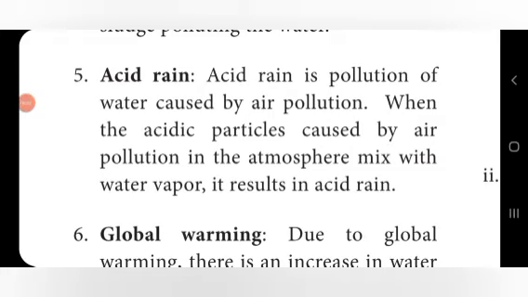Acid rain. Acid rain is pollution of water caused by air pollution. When the acidic particles caused by air pollution in the atmosphere mix with water vapor, it results in acid rain. So this is the cause of acid rain.